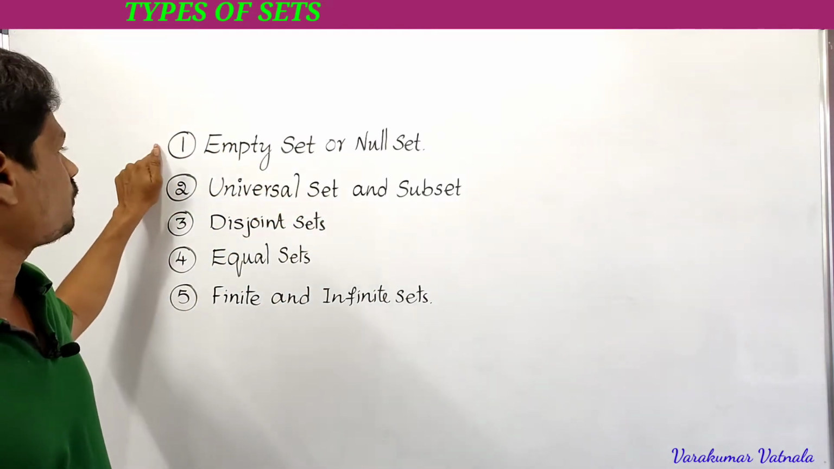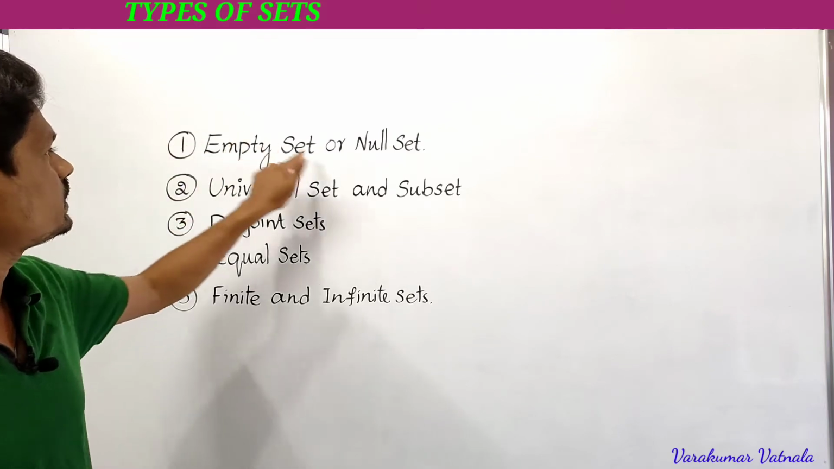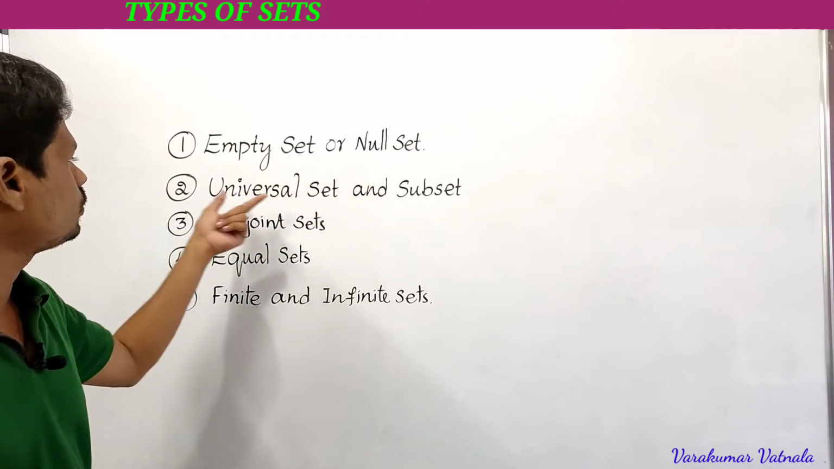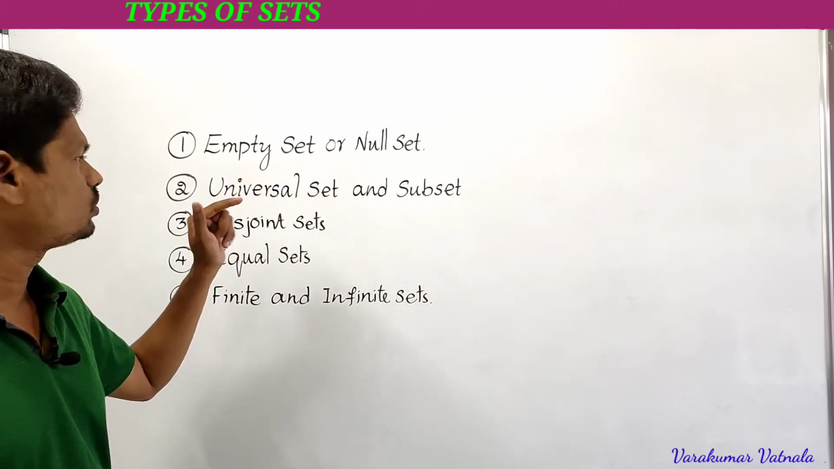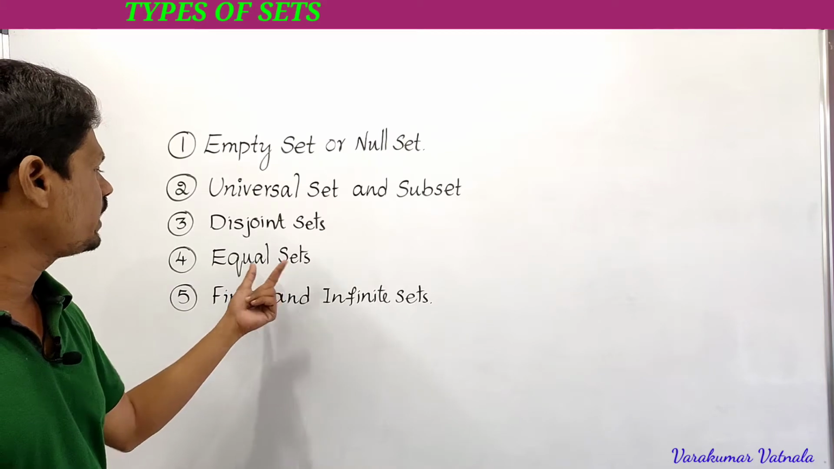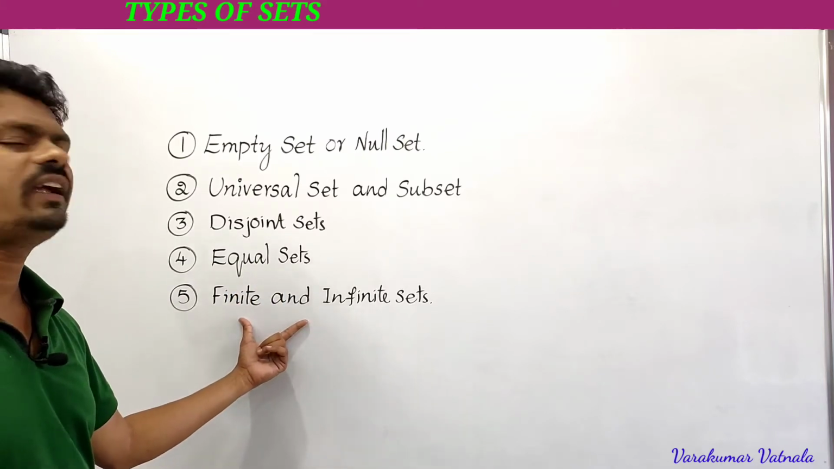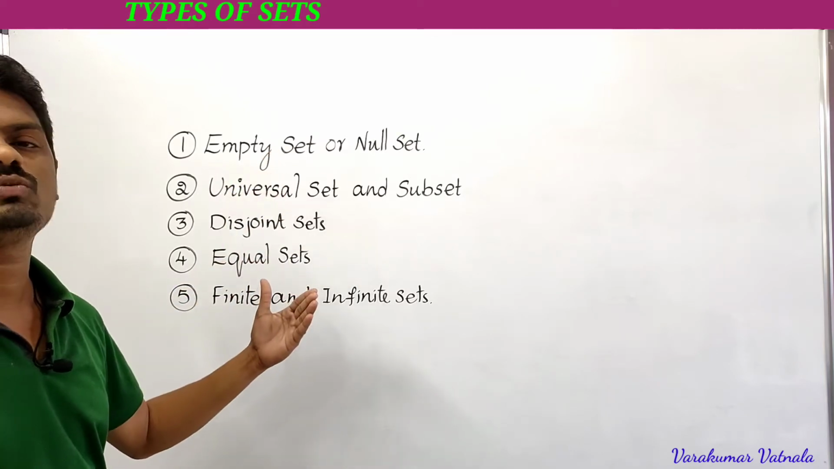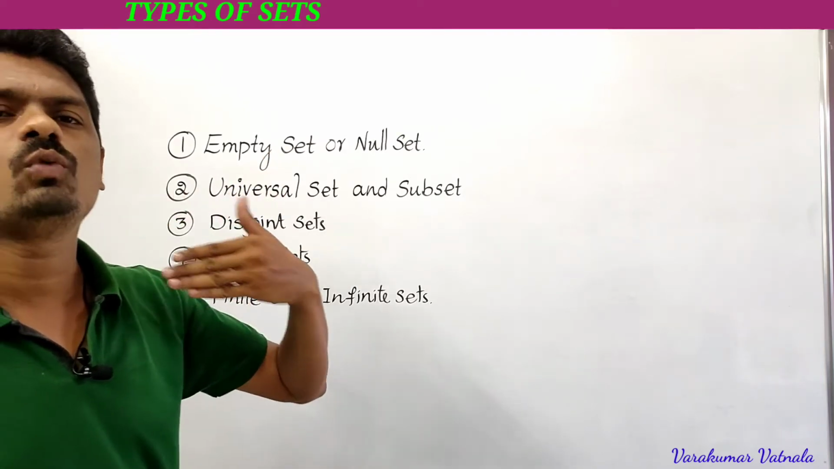Empty set, this is the first one. We have empty set or null set. Second, universal set and subset. These two we have to learn. Then disjoint sets, equal sets, finite and infinite sets. So these are the types of sets we have. Now we have to learn them one by one.